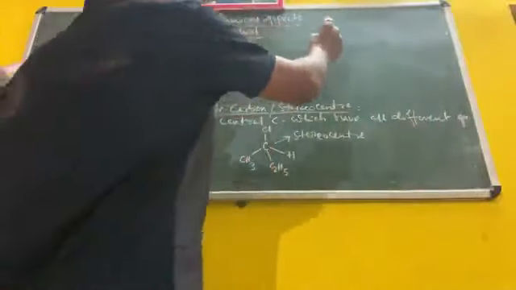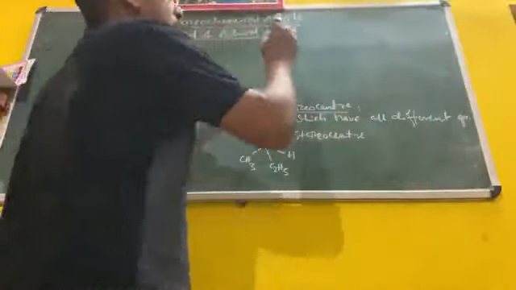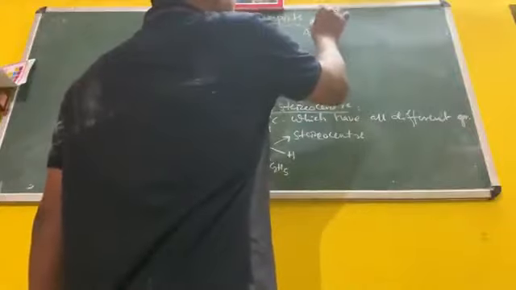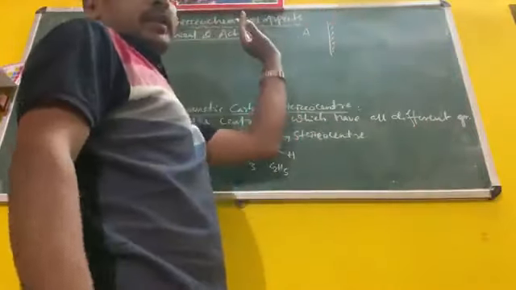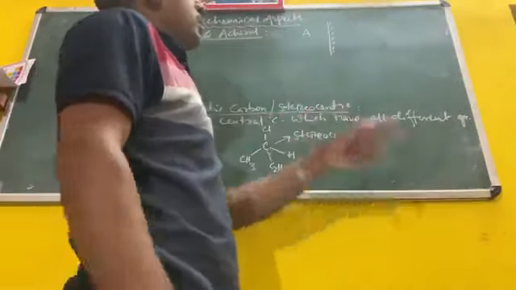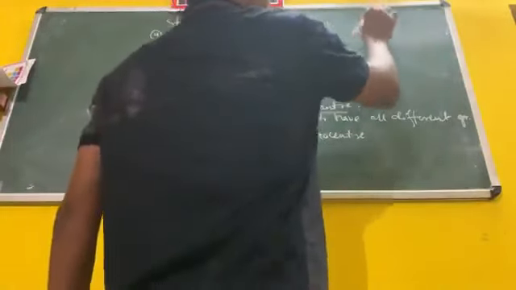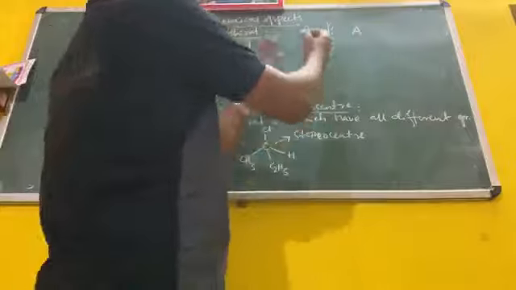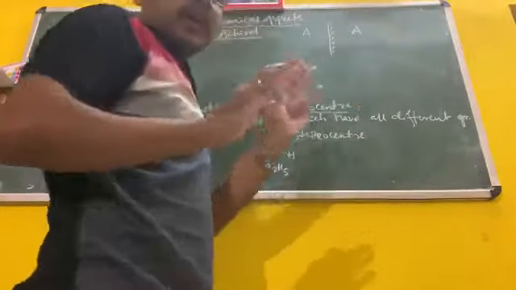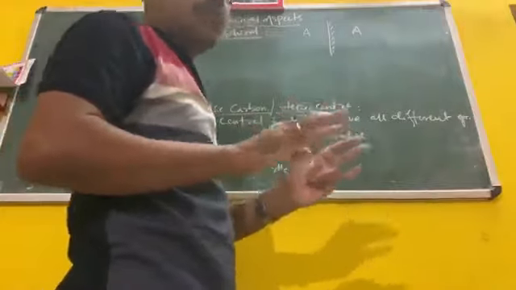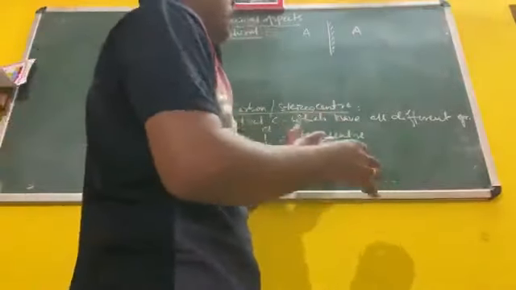Suppose you take one plane mirror. Suppose the English alphabet A, this one is your plane mirror, and this side is your reflected side. Then the image will be A. If you take this object on the image, it will perfectly overlap. That is known as superimposable, perfectly overlap.